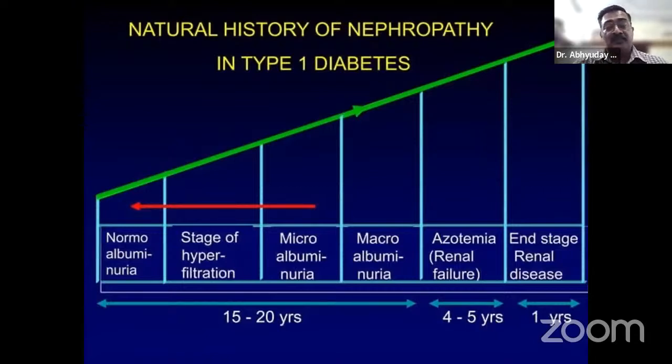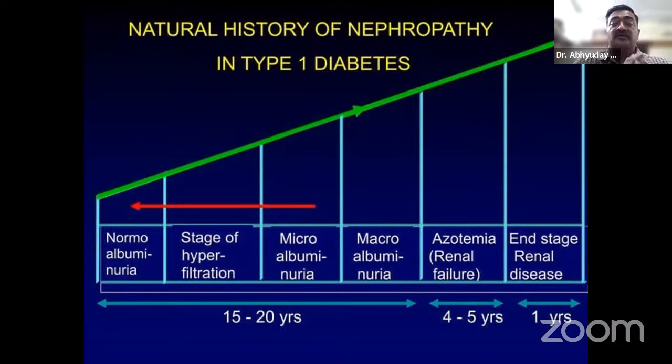And here you can see, as I said, type 1, we know when it started, and with the high sugar levels, how this progresses. In type 1 you can see normal albuminuria, but over time with hyperglycemia we get the stage of hyperfiltration, microalbuminuria, and macroalbuminuria, or very high albuminuria. This may develop anywhere between 15 to 20 years, or earlier in patients who have uncontrolled blood sugar levels. Then there is a stage of renal failure or azotemia. Next 4 to 5 years, and then end-stage renal disease. Progression is very fast, less than 1 year. So these are just for the understanding of what diabetic nephropathy is and what the stages are.